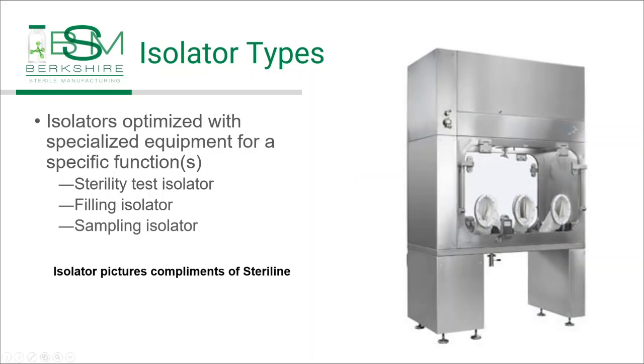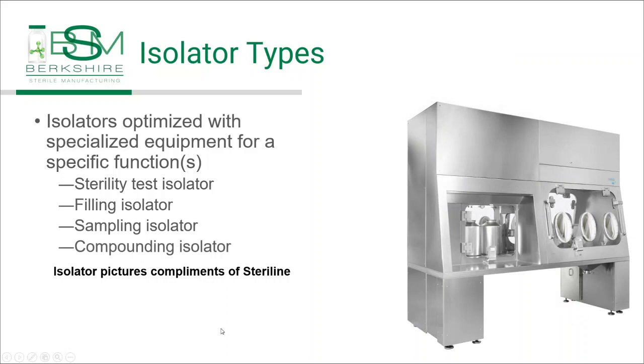There's sampling isolators like the one that is shown here. This may be used for sampling potent compounds to protect the operator from the compound, or can also be used for aseptic sampling to protect the product from the operator. There's compounding or formulation isolators like the one that's shown here. Again, they can be used for sterile aseptic formulations to protect the product from the operator, or they can be used with very potent compounds to protect the operator from the product.